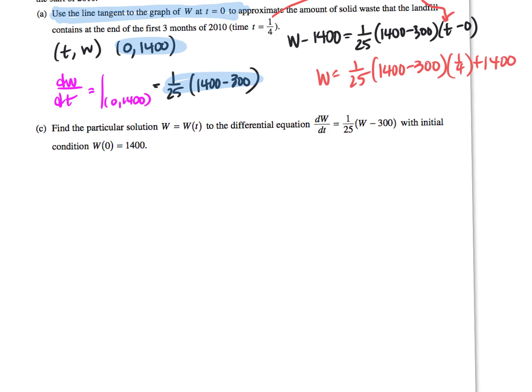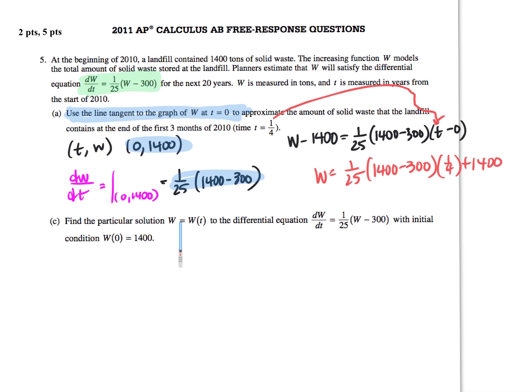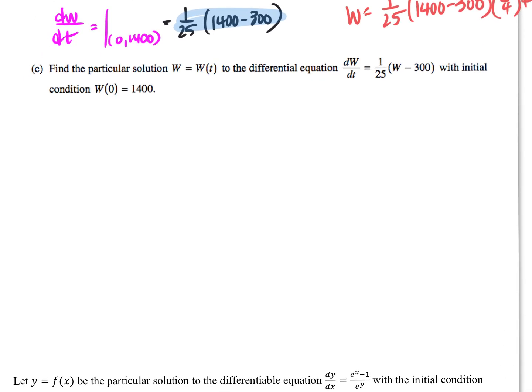Part C says find the particular solution. Find W. They gave us dW/dt. To get W, I've got to integrate. They said here's the derivative. It goes through that point. Okay, people, how are we going to separate those variables? Get my dW's on one side and my t's on the other. Which I don't see any t's, but that's okay. I see a dt. What do you want to bring to the left side?